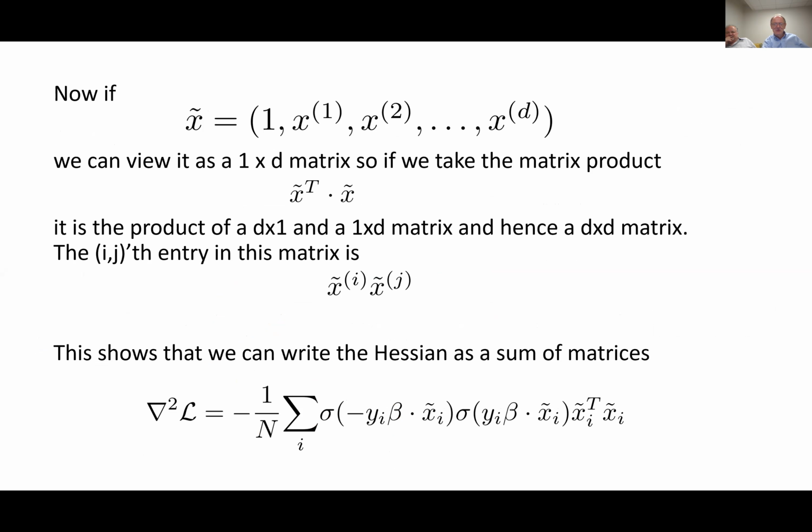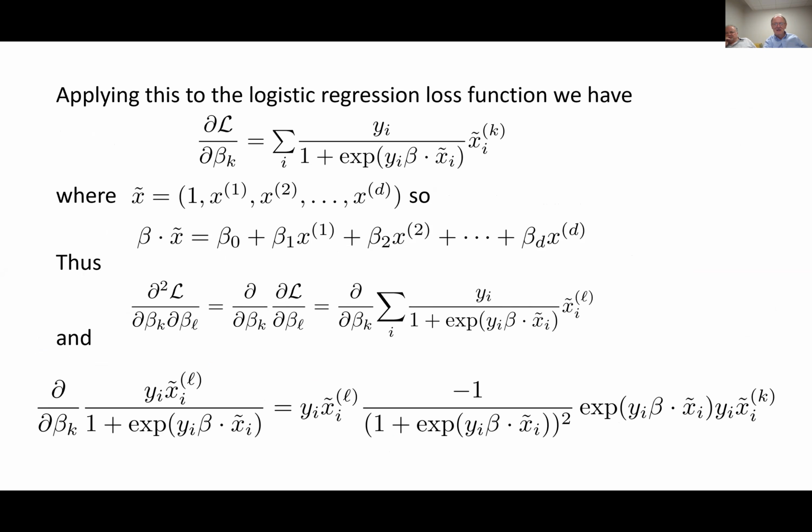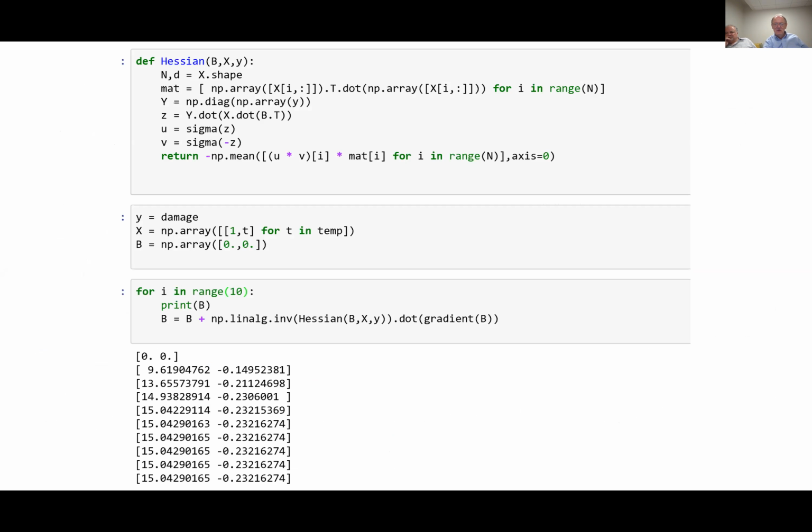I computed the Hessian for the logistic regression loss function, and you get a fairly nice formula. It's not so difficult to program. In fact, the code file I gave you also has the code for how to compute the Hessian.